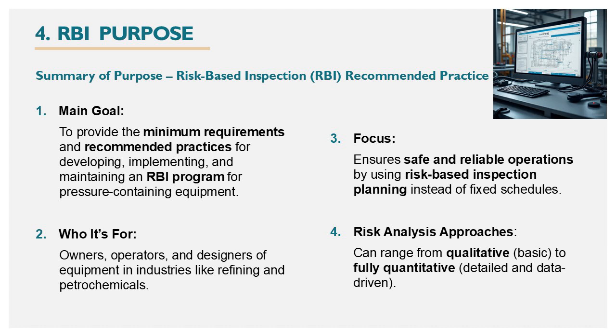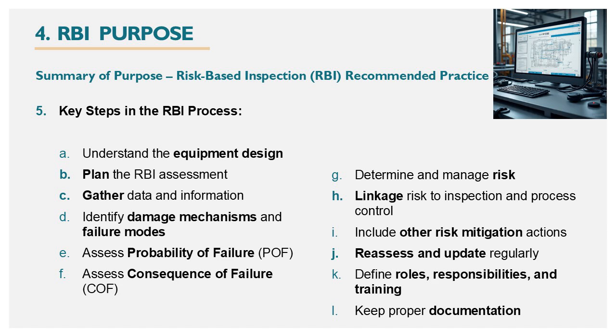Number 4 of RBI purpose is risk analysis approaches, which can range from qualitative or basic to fully quantitative or detailed and data-driven. Number 5 of RBI purpose is key steps in the RBI process are the following. Number A, understand the equipment design. Number B, plan the RBI assessment. Number C, gather data and information. Number D, identify damage mechanisms and failure modes. Number E, assess probability of failure or POF. Number F, assess consequence of failure or COF. Number G, determine and manage risk.